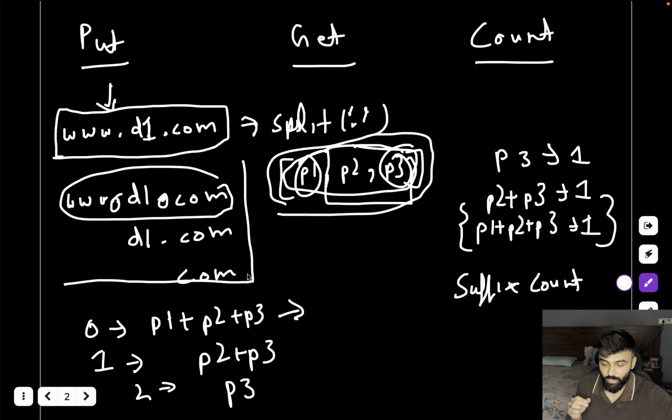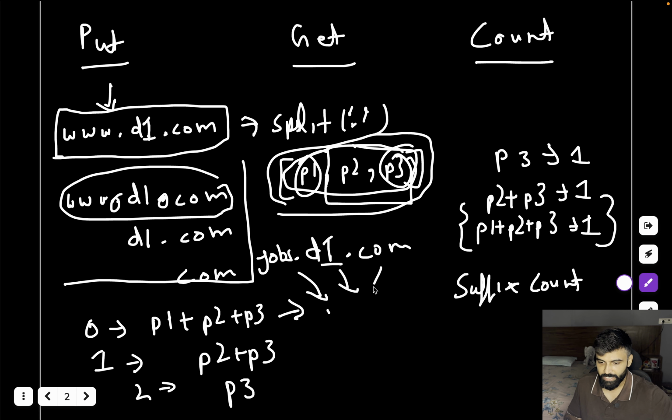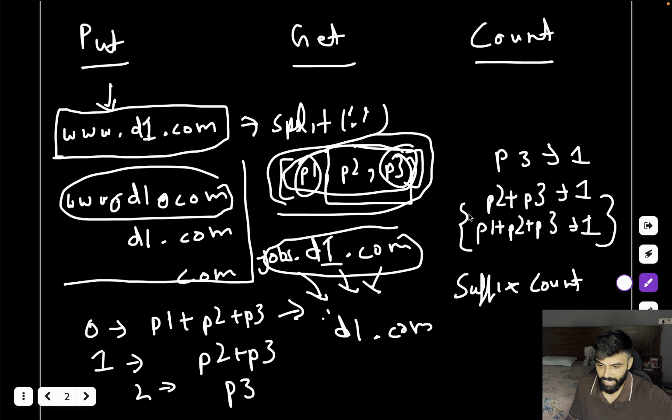Okay, so next time if there is any domain coming as, let's say, d1.com or maybe jobs.d1.com, then my first suffix will be jobs.d1.com. The next suffix is d1.com, which already exists in this, so I will increase the count to 2. That's how we are going to do it.